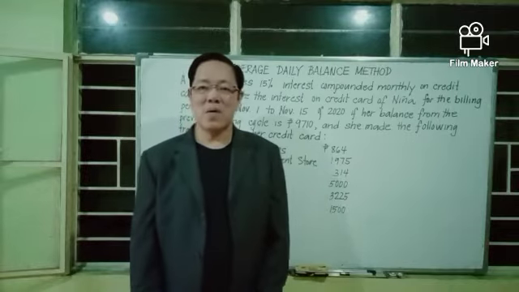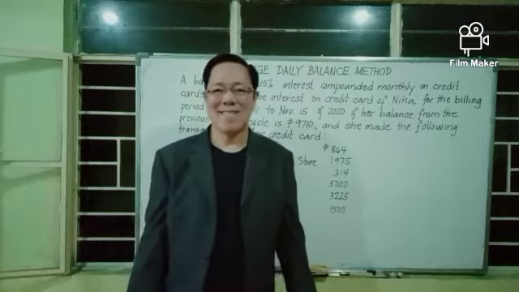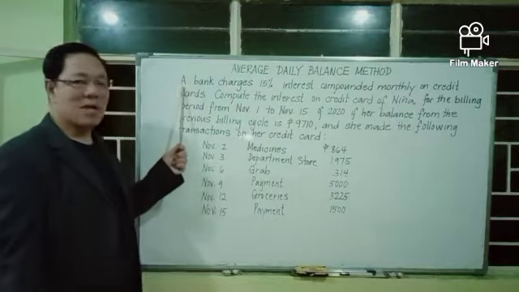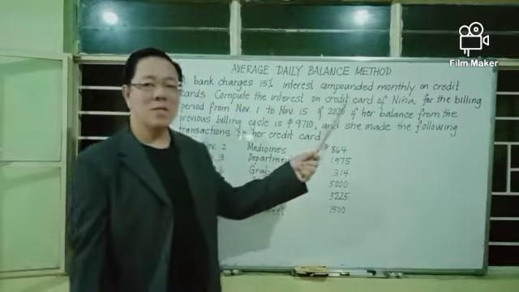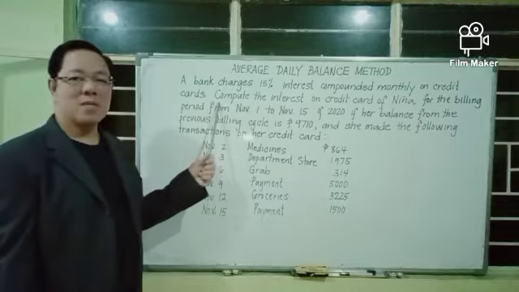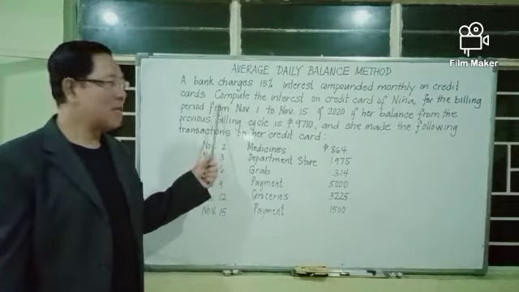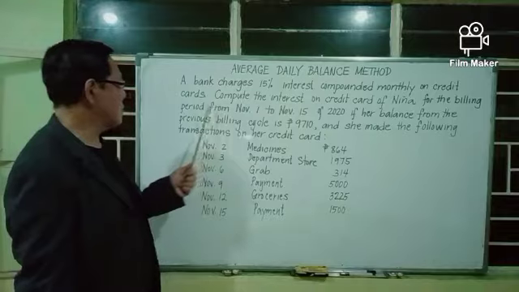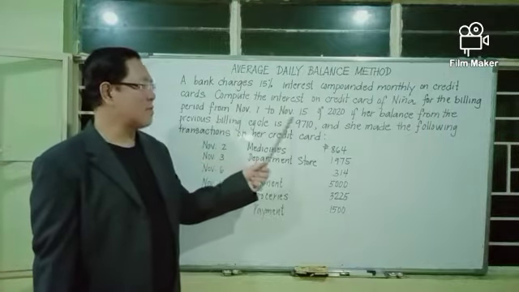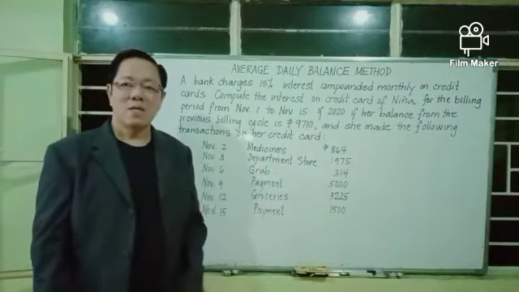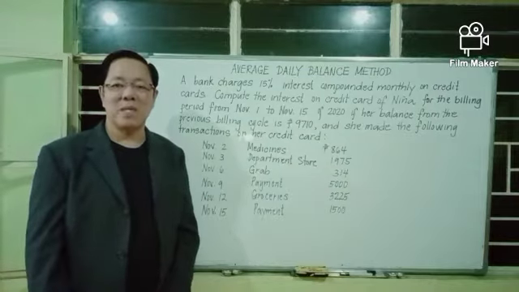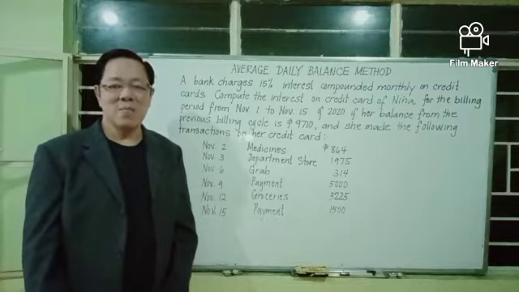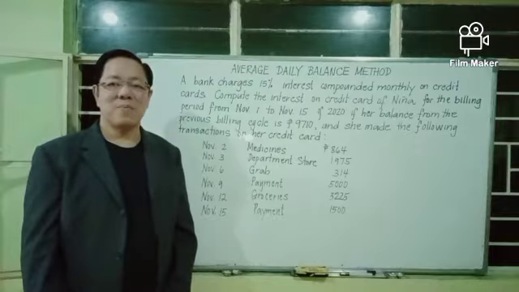For our first example, consider the following problem. A bank charges 15% interest compounded monthly on credit cards. Compute the interest on the credit card of Nina for the billing period from November 1 to November 15 of 2020. So here we assume that the bank charges interest every 15 days. That is, the billing period is 15 days, or the billing cycle is 15 days.